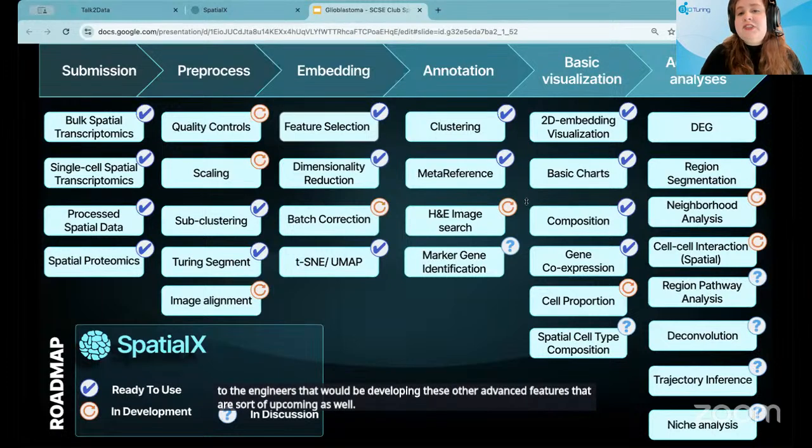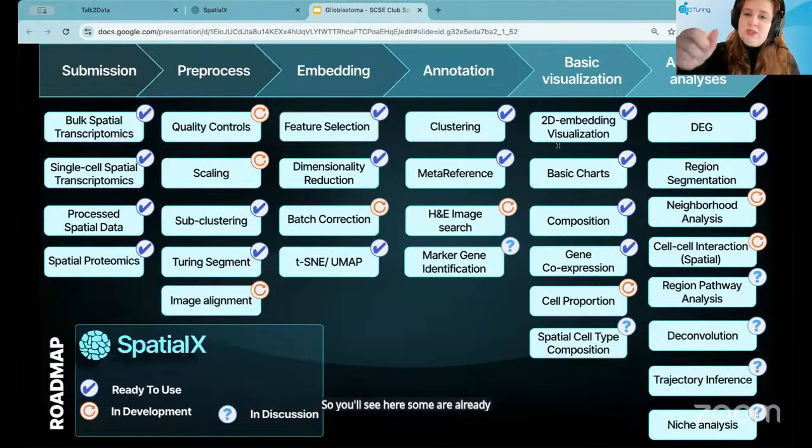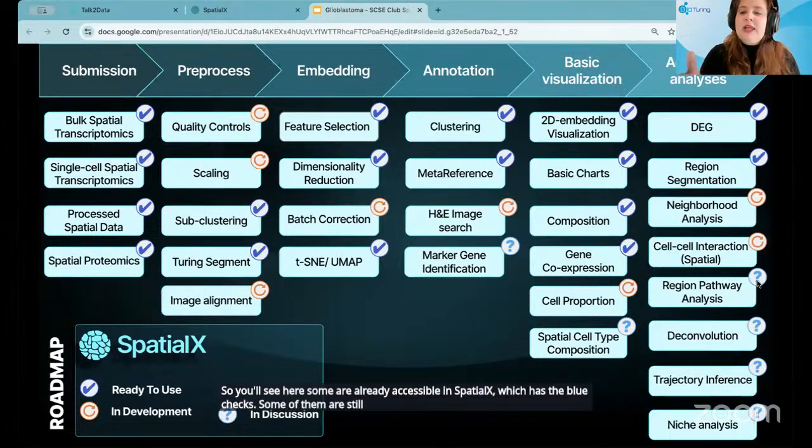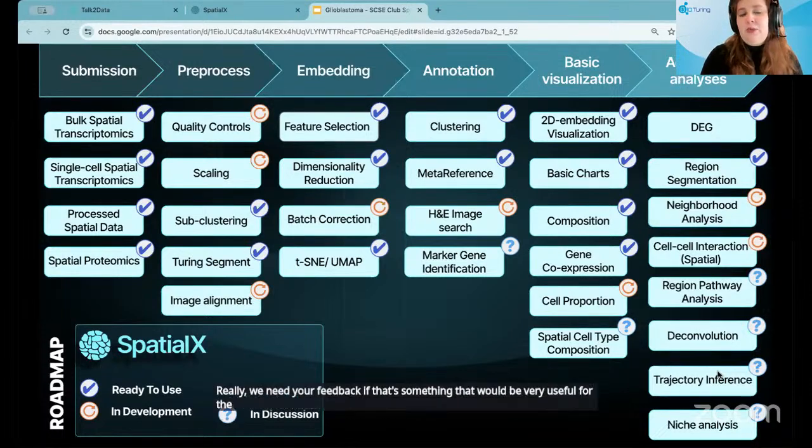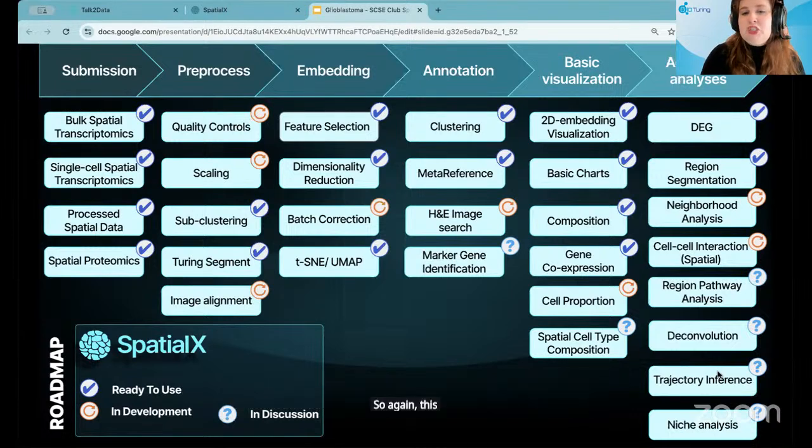You'll see here that some are already accessible in SpatialX, which have the blue check. Some of them are still in development, and some, like region pathway analysis, deconvolution, and trajectory inference, we really need your feedback on, if that's something that would be useful for the type of data you're working in, so that we can develop it further in the coming months. So again, this is the roadmap of SpatialX.